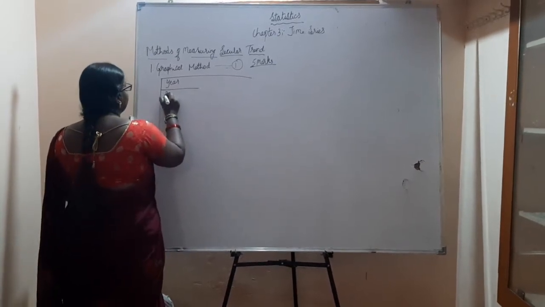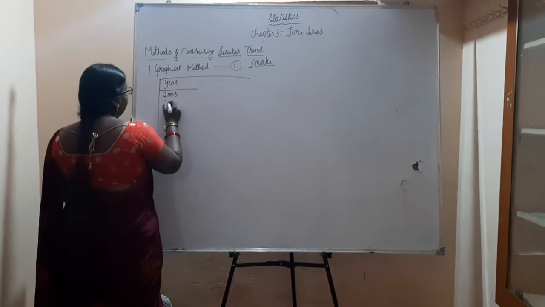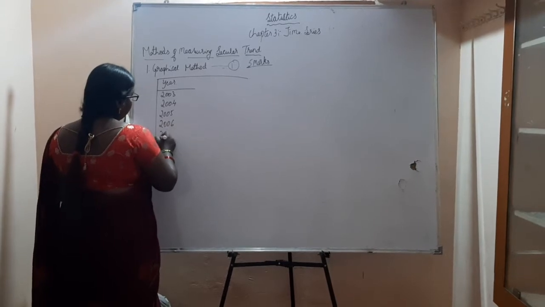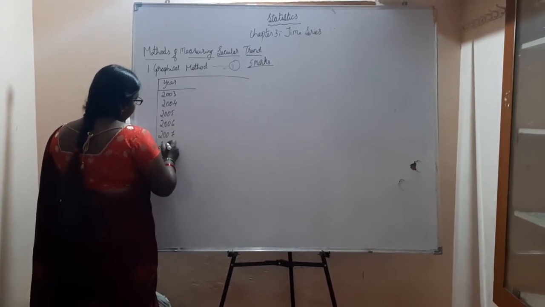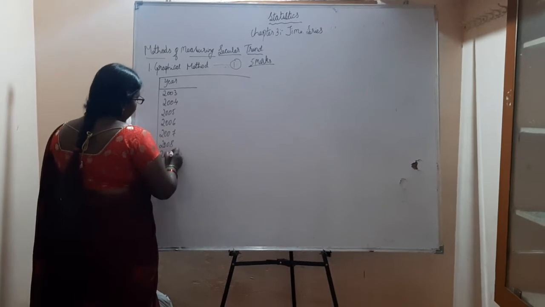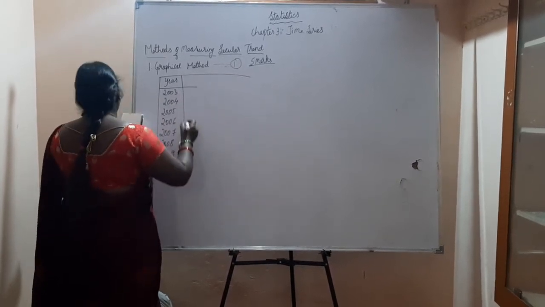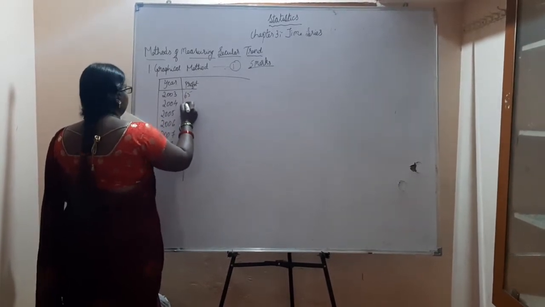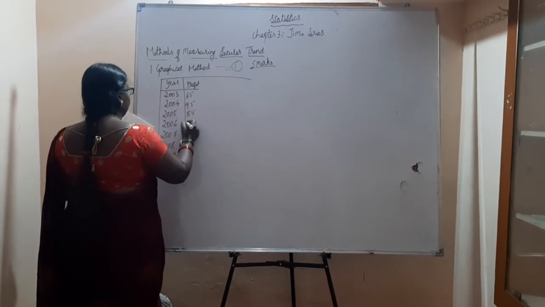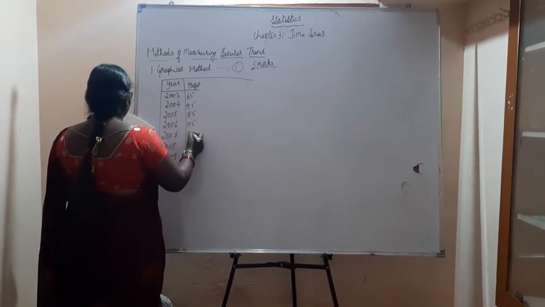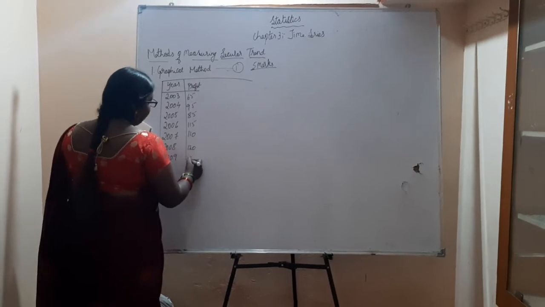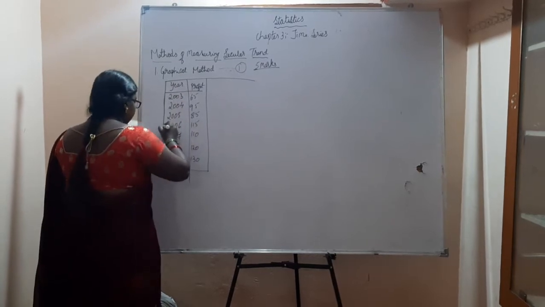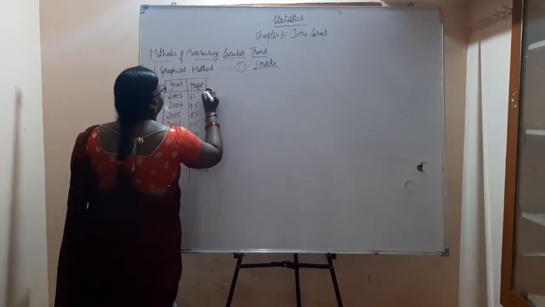Here, from 2003 to 2009, I have 3, 4, 5, 6, 7, 8, 9. These are my years. Next I have profit, that is 65, 95, 85, 115, 110, 120 and 130. So this is my problem on the graphical method, the first problem.